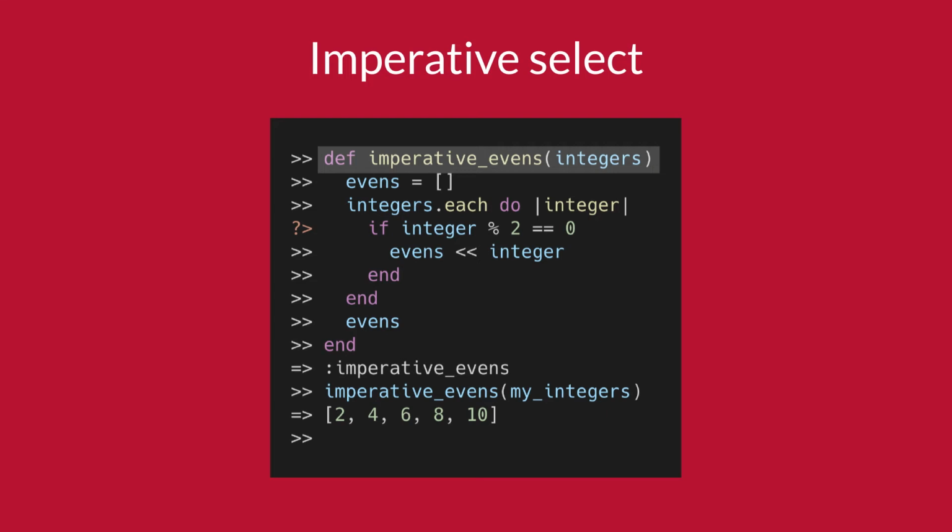Now in this case, just like the previous one, we have to create an empty array that we're assigning to evens, then we're looping through integers that we passed in using each, and then we're testing. If the integer is evenly divisible by 2, then we'll go ahead and add that integer to the evens array we created, and at the end we'll return the evens.